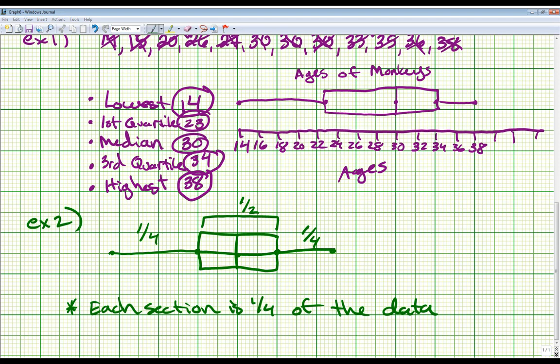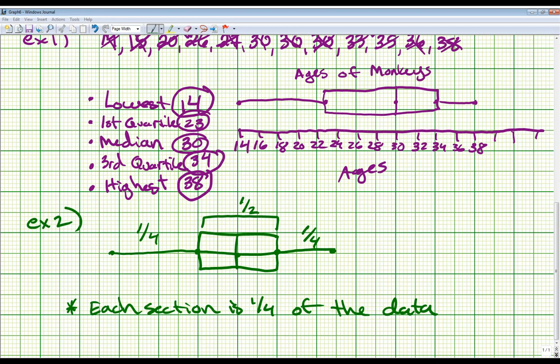Looking back at question B, are the data more spread out below the first quartile or above the third quartile? Here, it looks like there's lots more numbers in a smaller space, and here there's lots of numbers in a spread out space. So it looks like these are close together and these are spread out.